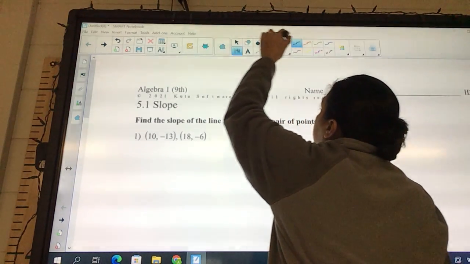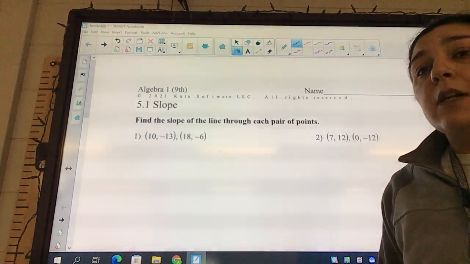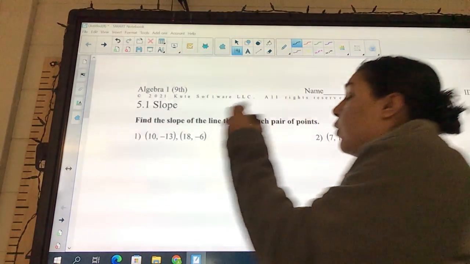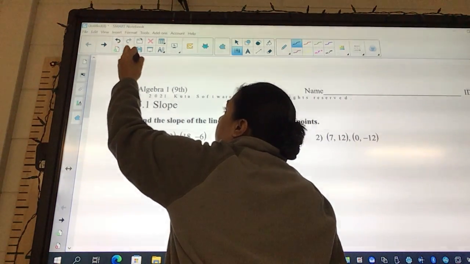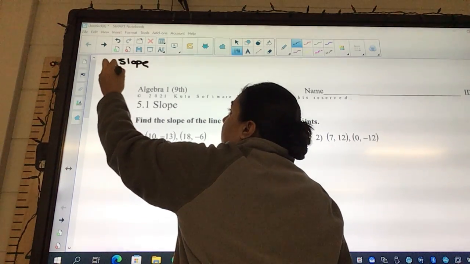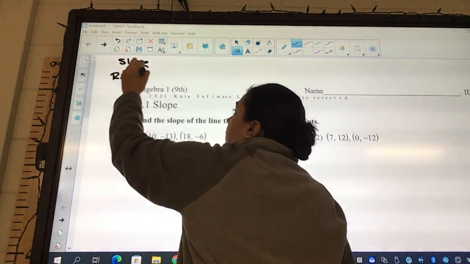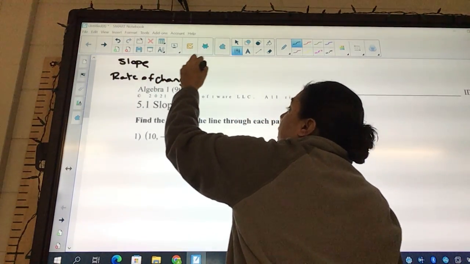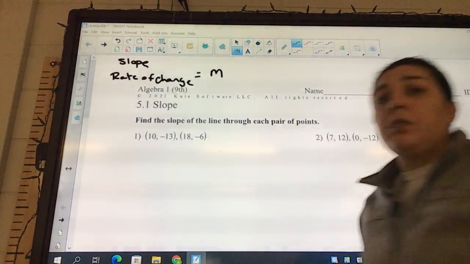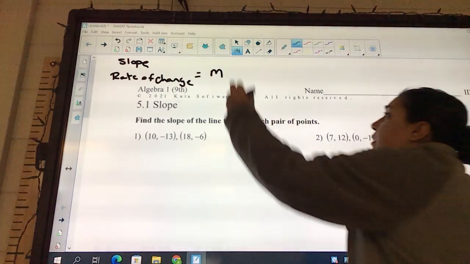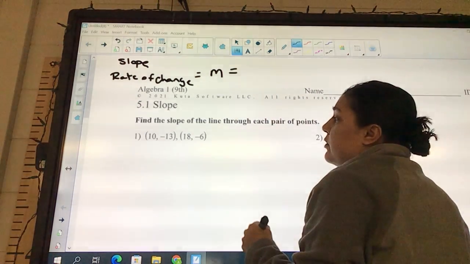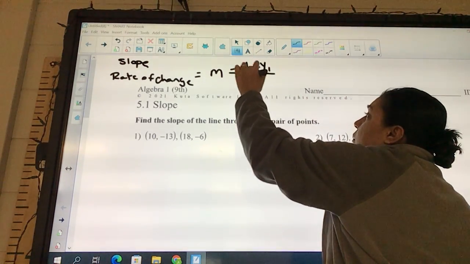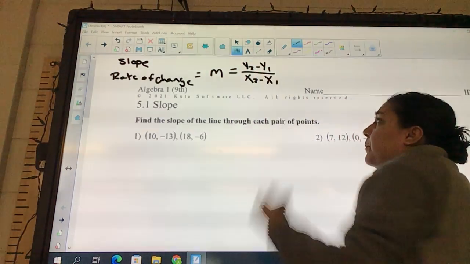And I'm gonna write all of your notes up here, so take a second and write them down with me, and then you'll be able to use these throughout. So we call slope, another name for it is called the rate of change. Okay, and we always use the letter M for slope, okay? And so this is the formula to find the slope given 2 points. So it's gonna be y2 minus y1 over x2 minus x1.